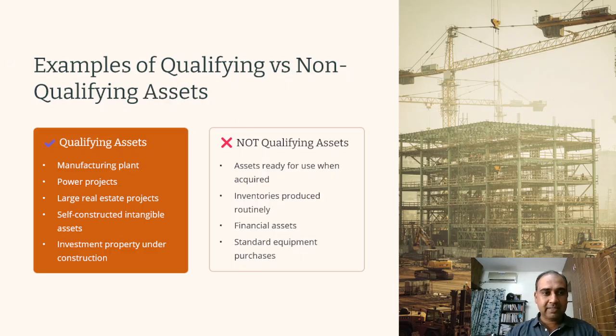Examples of qualifying assets. Manufacturing plant. Generally a plant takes a larger time to get ready for its intended use. Power project. Reliance is having power projects. Large real estate projects. Builders like DLF, builders like Hiranandani, builders like Naveens. All those real estate projects take longer time to get ready for their intended use.